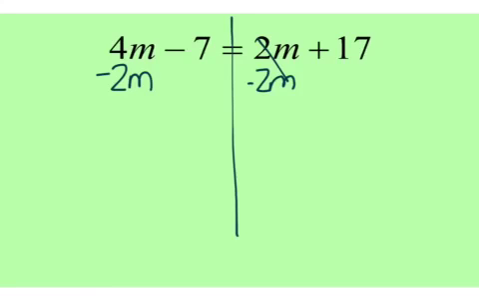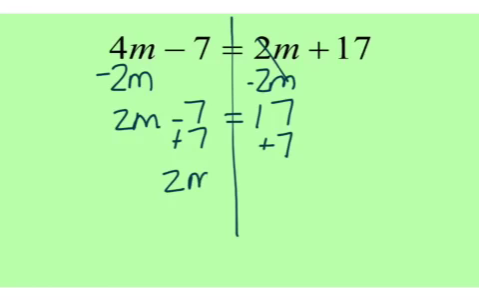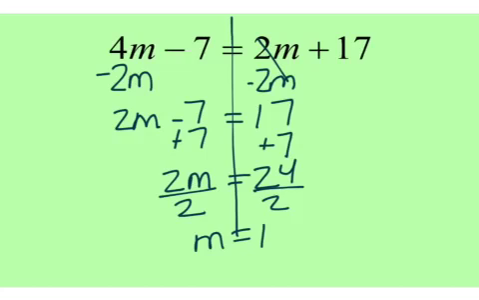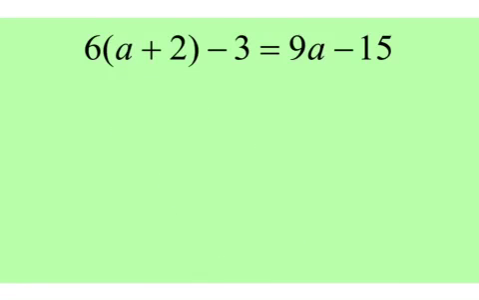So those cancel. Now I have 2m minus 7 equals 17. Add 7 to both sides. 2m equals 24. Divide by 2. M equals 12. Pretty simple. Remember, every time you move something across the equal sign, you add or subtract. Okay, this one's a little bit more complicated. Try it by yourself. Come back and see how you did.